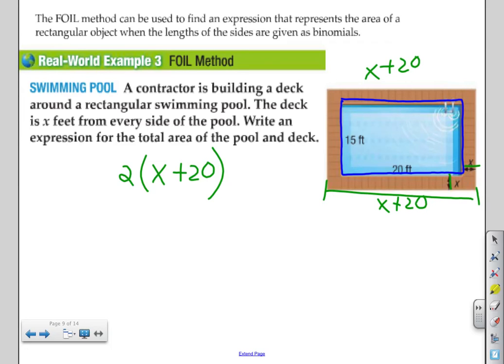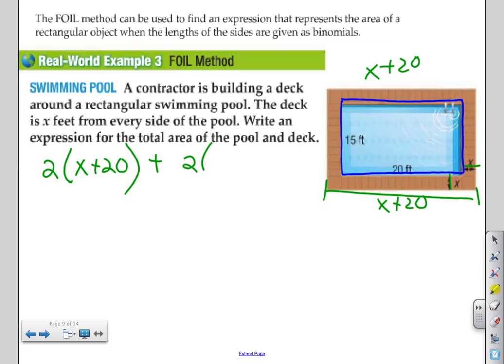And then the other side, I'm going to have to move this a little bit. So we have 2 times x plus 20, and then our width is what? 2 times x plus 15, right? This side is 15, from here to here is x plus 15. All right, and what are we writing for the total area? Oh, so we're actually multiplying those guys, aren't we?